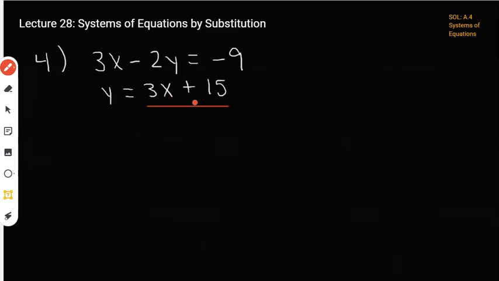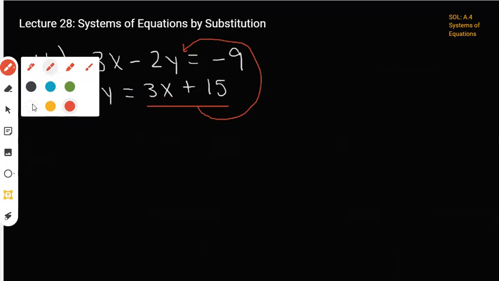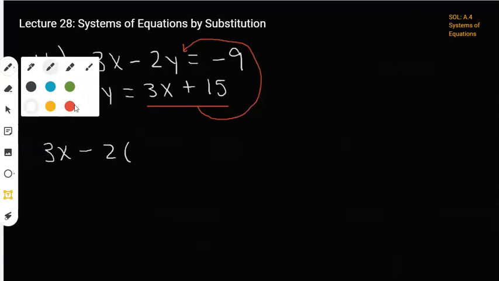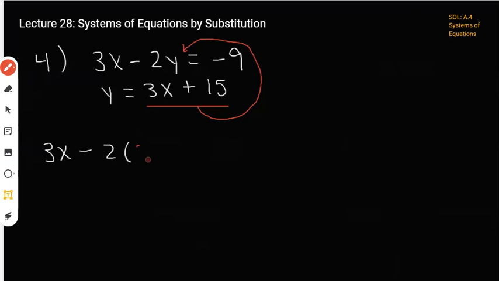What that means is I can plug this in for y in the top equation. So I'm going to draw an arrow from the 3x plus 15 to the y in the top equation, and I'm just going to plug that in right there. So that's going to give me 3x minus 2, and in place of y, I'm going to put 3x plus 15, just like that. Then I'm going to close the parentheses and set everything equal to negative 9.